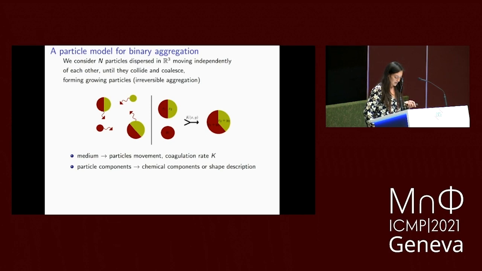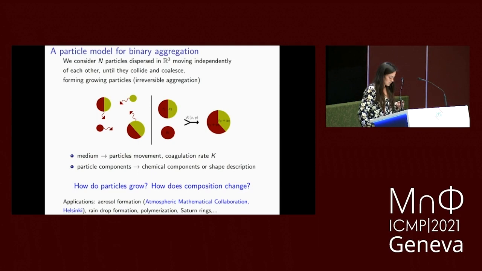We consider that particles may be composed of different components that may represent chemical components or shape descriptors like area and volume. And a particle is characterized by its composition vector, x, and it coagulates at a rate k(x,y) with a particle of composition y, producing a new particle of composition x plus y. Then we have this system. We would like to understand how do particles grow and how does their composition change.